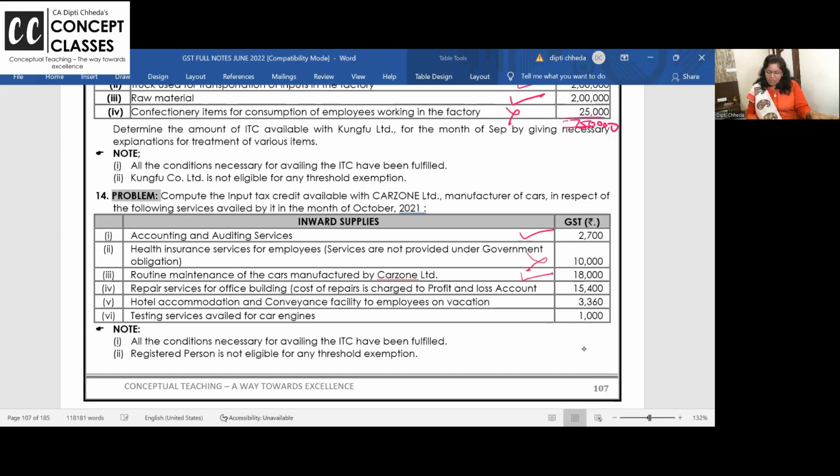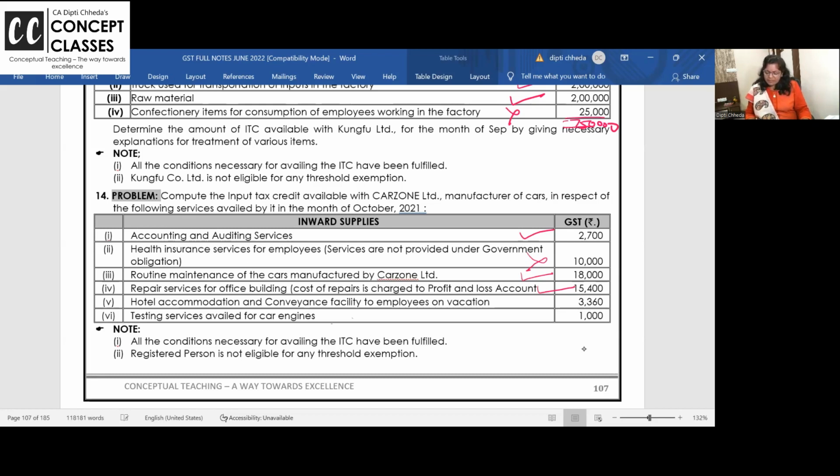Repair service for office building. This repairing cost is charged off to P&L. Answer is yes. If this repairing cost is capitalized, you will not get. But this time the repairing cost, what you have paid to any works contractor, छोटा मोटा repair करा रहे हैं, you have charged off to revenue. So suppose repairing cost is 1 lakh. On that 15,400 you have paid GST. Capitalize that. Sorry, take ITC on that.